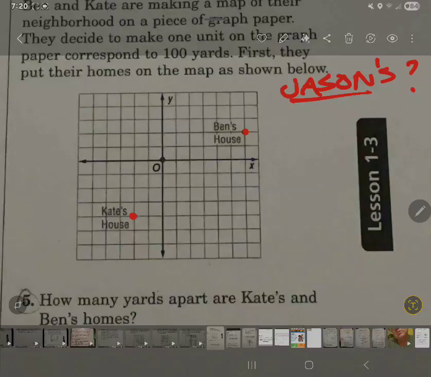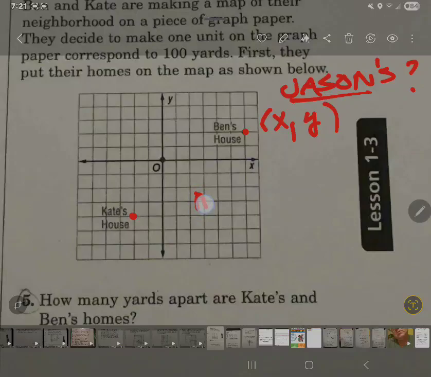It's probably going to be somewhere right around in here, right? In a straight line. If we drew a straight line between Kate and Ben's house, it'd probably be somewhere right in here. But we actually need an X value and a Y value to tell Mr. G, Coach G, exactly where it is. And the way that we're going to do that is we're going to use the midpoint formula.